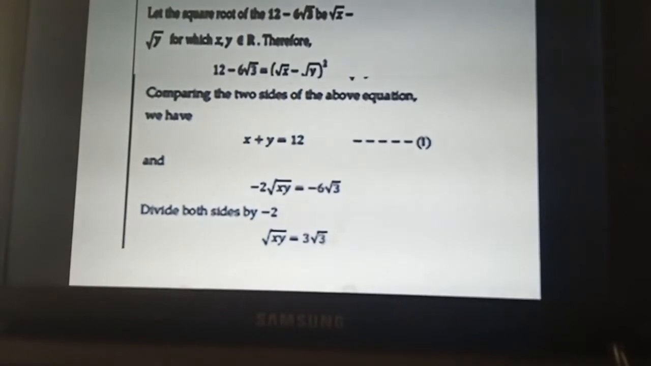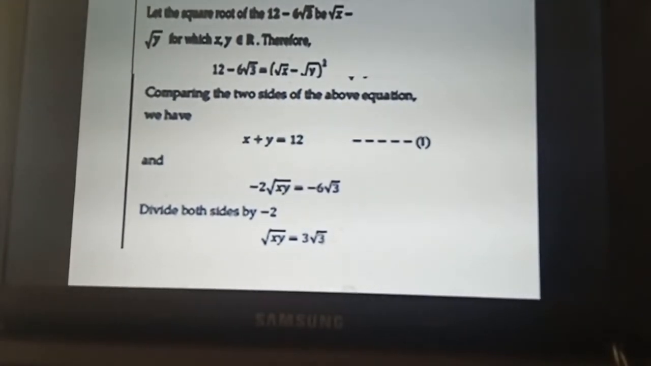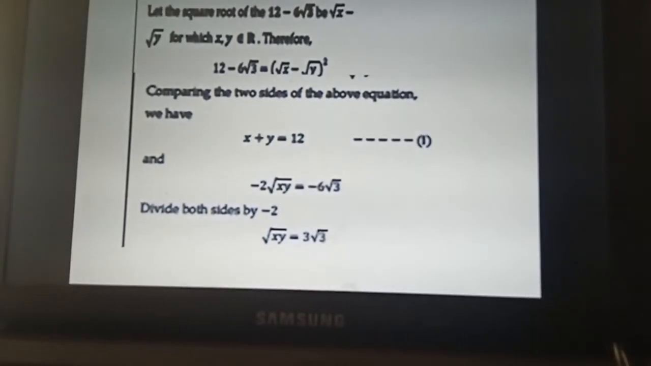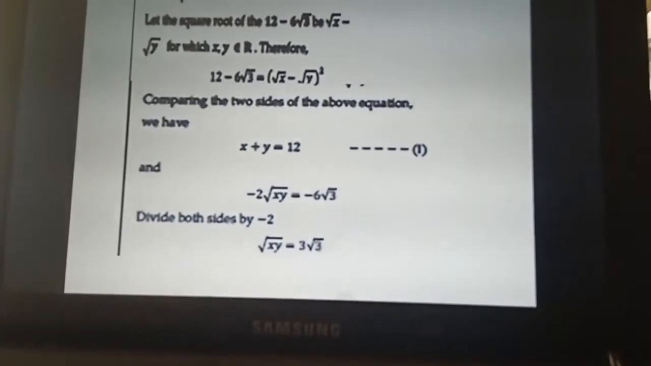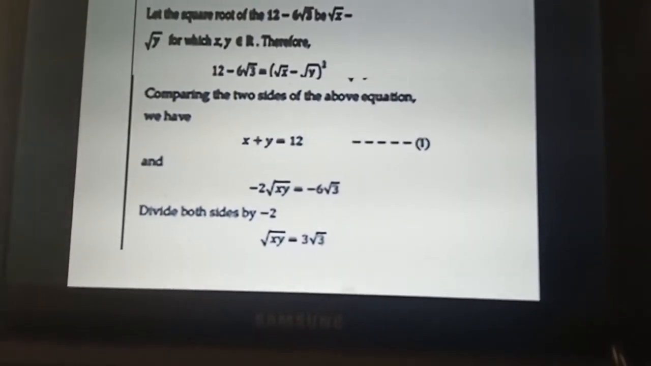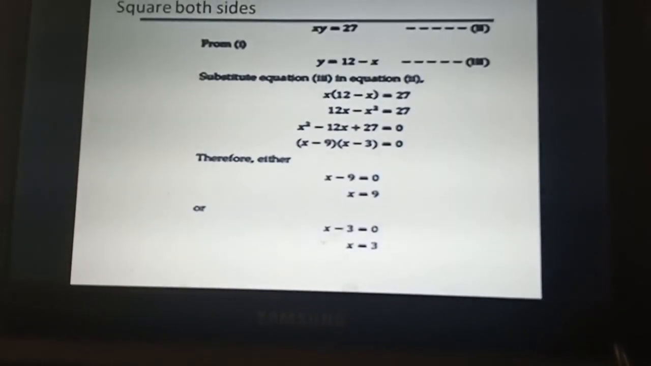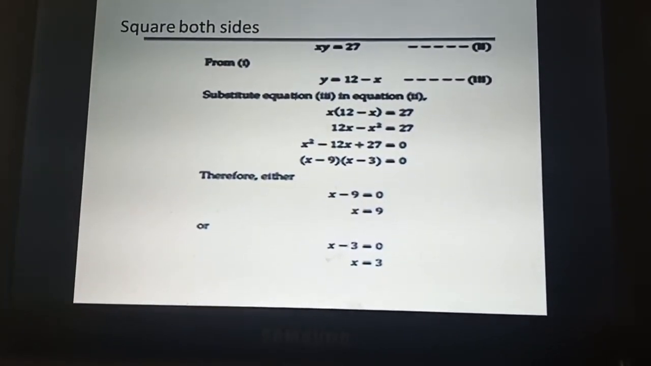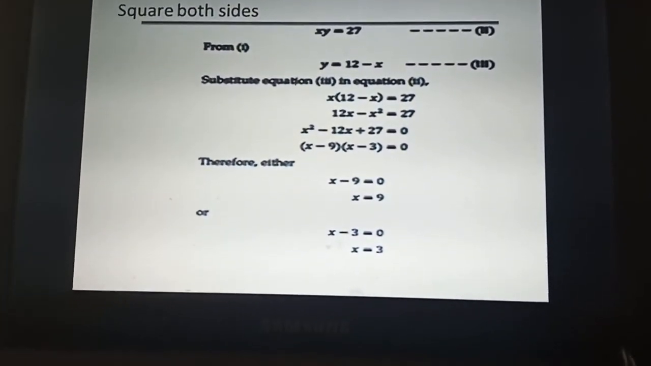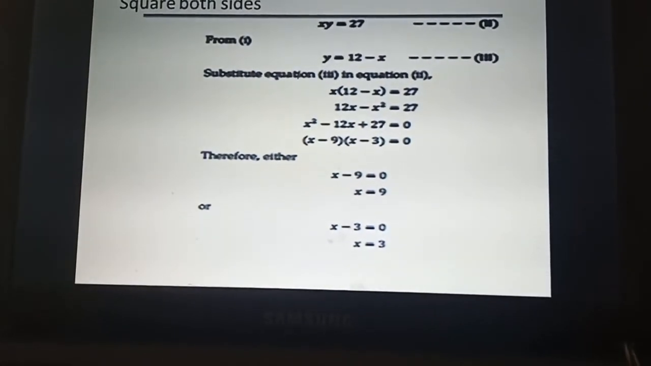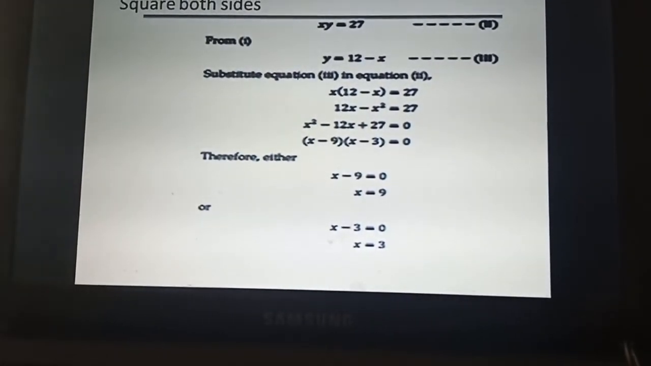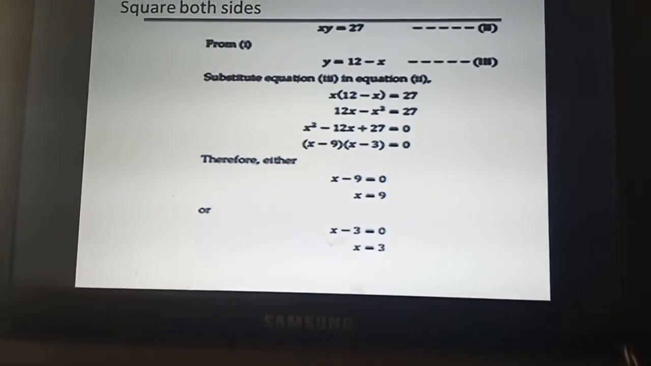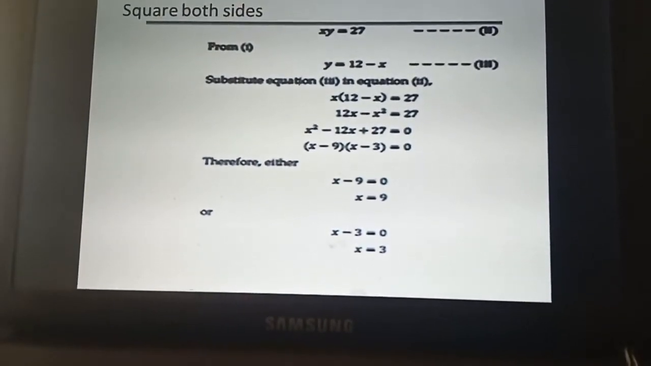It will give you root of xy is equal to 3 root of 3. As you can see, then you should square both sides. If you square both sides, xy is equal to 27, equation 2. From equation 1, y is equal to 12 minus x, equation 3. Then substitute equation 3 in equation 2.